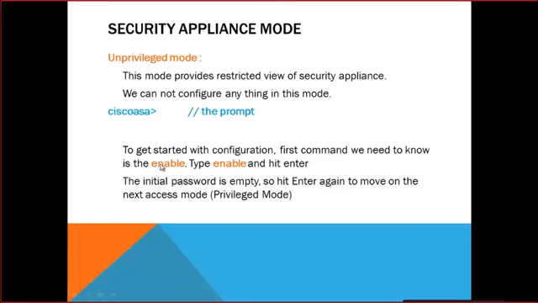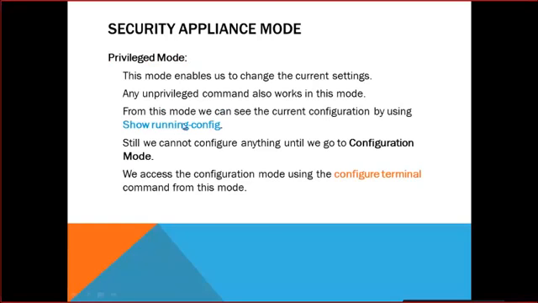We need to type the enable command to go to the next mode called privilege mode. To go to the privilege mode, we need to type enable in the unprivileged mode. It will ask for the password. By default, there is no password. You just hit enter, and when you hit enter, you will be in privilege mode.